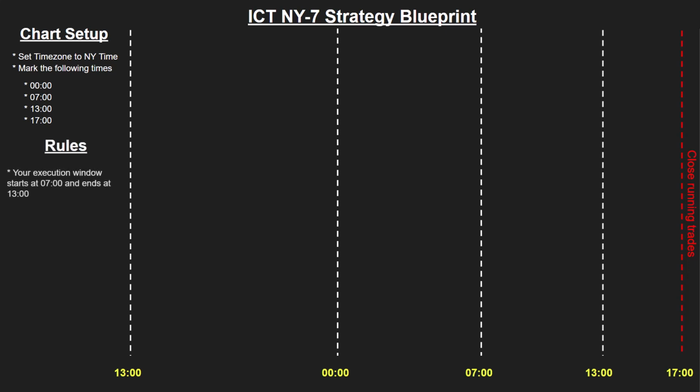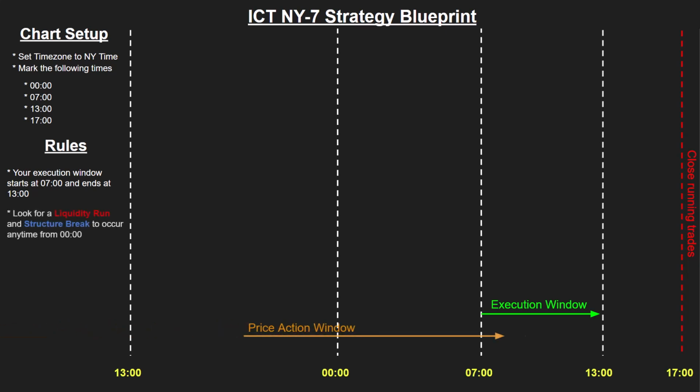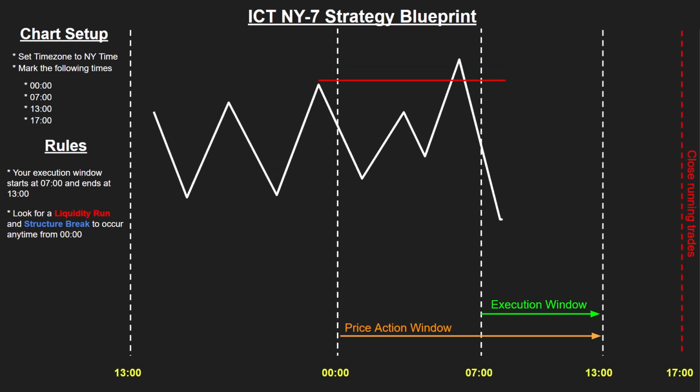Your execution window is between 7 a.m. and 1 p.m. New York time. During your execution window, look for any liquidity run and structure break after New York midnight. This means it could have already happened or it might appear during your execution window. If you do not yet know what a liquidity run or structure break is, it might become more clear in the examples, and I will provide some info in the description. This window I refer to as the price action window.